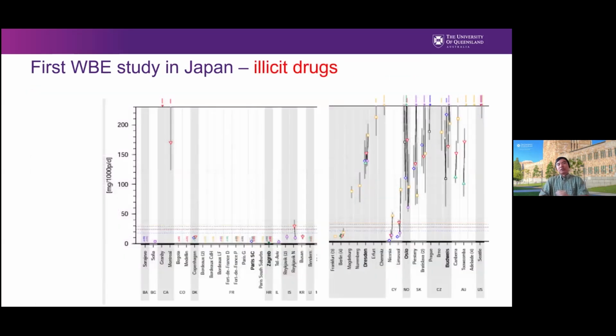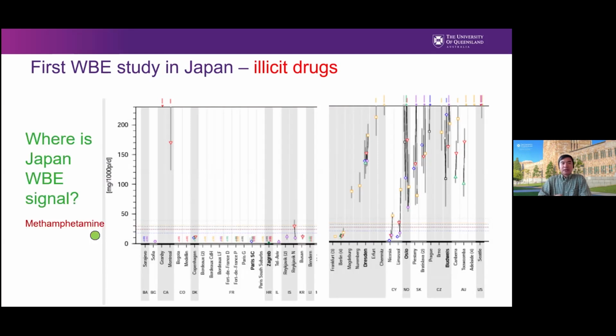We can also detect some illicit drugs in wastewater from Japan. At the moment, we can only see methamphetamine at a very, very low level. I have to say, compared to the high bars of different European and Western countries, the level of methamphetamine detected in Japanese samples is very low.